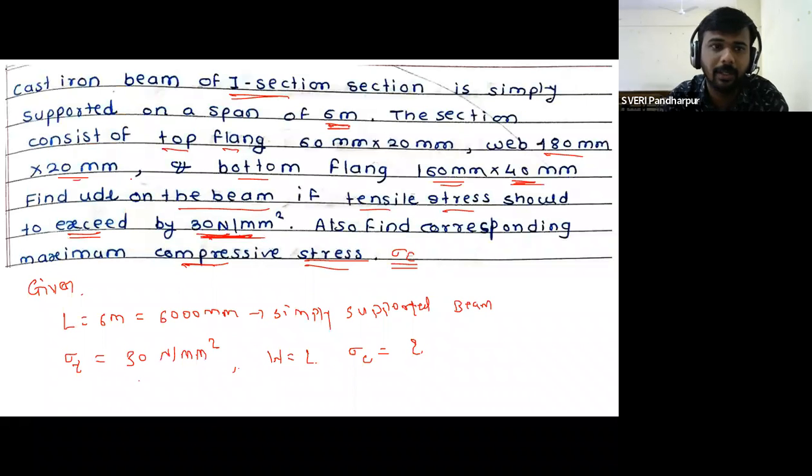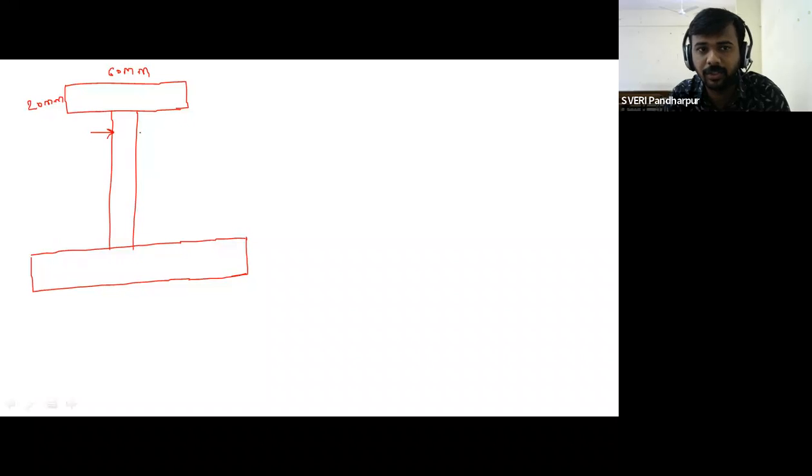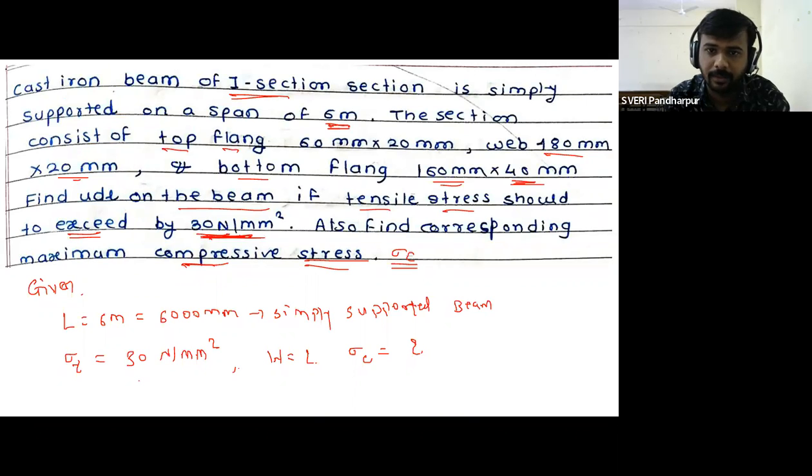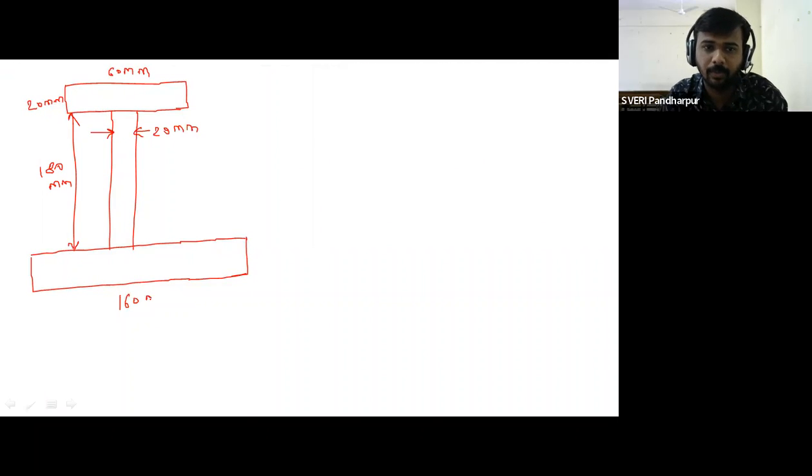Then the web dimensions are given as 180 by 20 mm. So here the 180 we have to consider as the total height, and this 20 mm we have to consider as the depth. So this is equal to 20 mm and the height is 180 mm. And then the bottom flange, the length is 160. So this is the bottom 160 and its height is given as 40 mm. Okay, so this is the unsymmetrical I section.